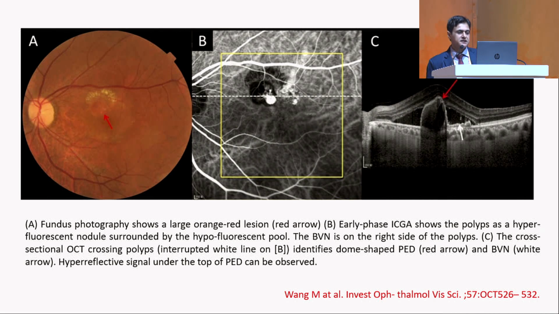So this is just a comparative study. You can see on the ICG there is a polyp present, there is a large PED, and the polyp can be seen just underneath the PED. Now we'll compare this image with the OCTA images.